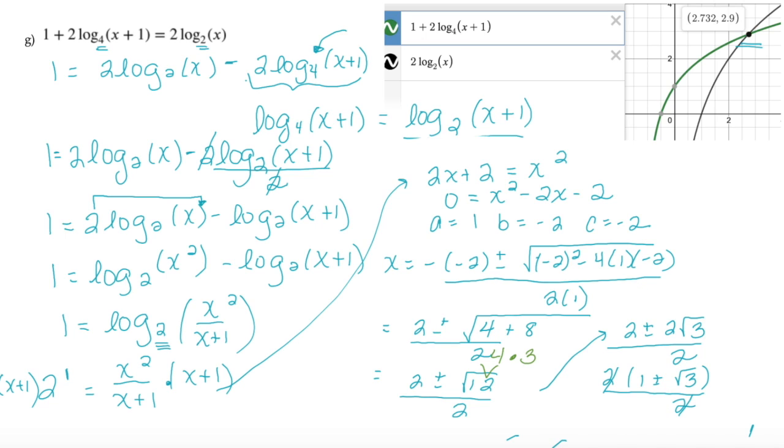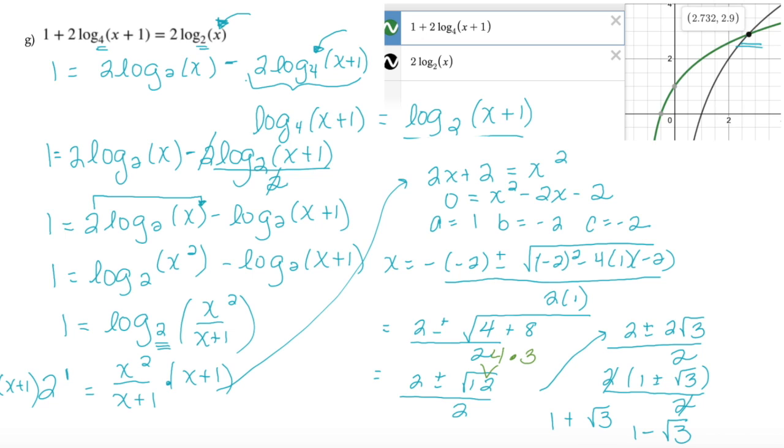So we have two results. Obviously, one of them is not going to work. I have 1 plus the square root of 3 and 1 minus the square root of 3. The square root of 3 is bigger than 1, so if I take 1 minus the square root of 3, I'm going to have a negative value. And if I stick a negative value in the second right-hand side, that's not going to be in our domain.